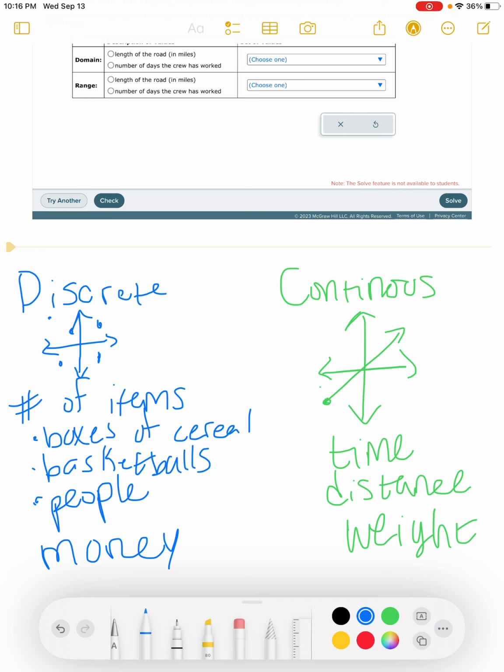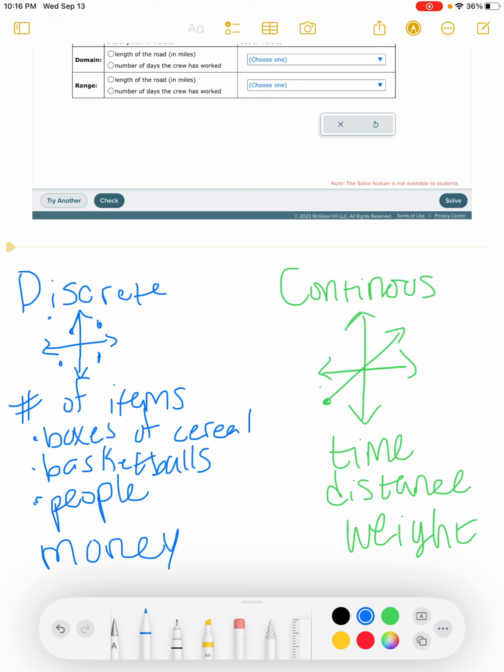So hopefully that kind of makes sense to you. If that doesn't, let me know. I'll try to come up with a different way to explain it. But that's the main idea. Am I taking steps with discrete, right? And I can skip all the fractions and the decimals for the most part? Or is the thing I'm talking about going to be continuous and I'm going to have to count every number?